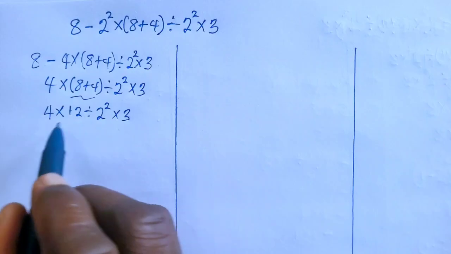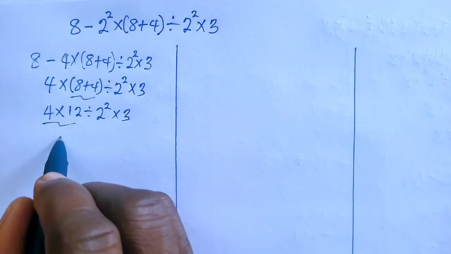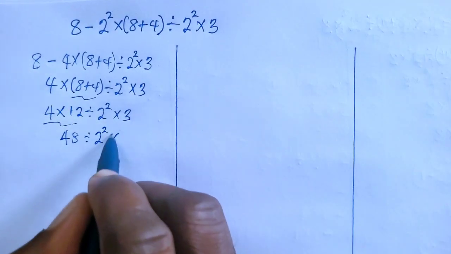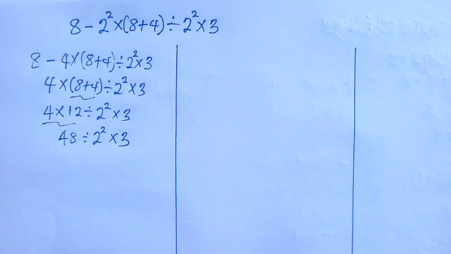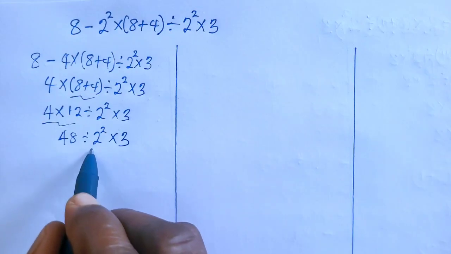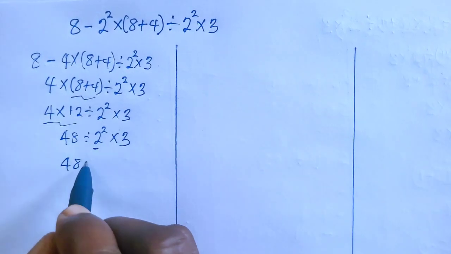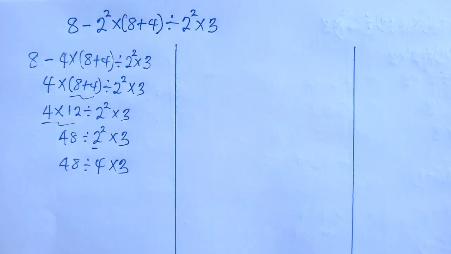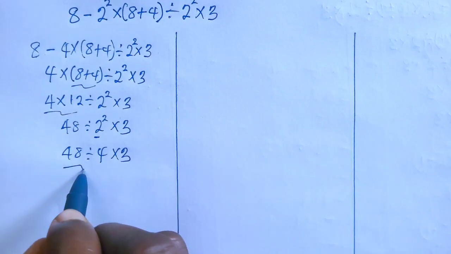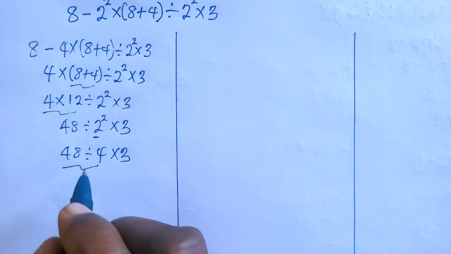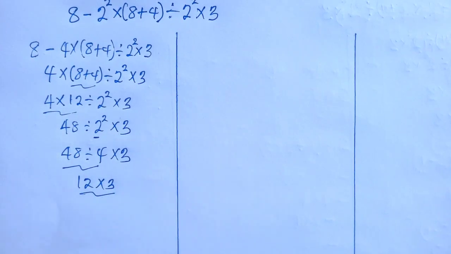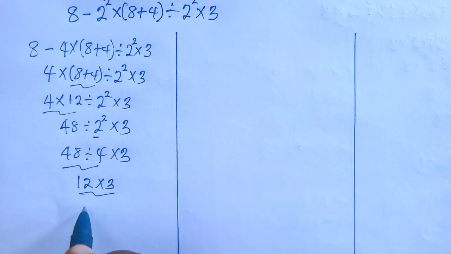And again, they multiply this out, 4 multiplied by 12, that gives 48, divided by 2 to the power of 2 multiplied by 3. Then they consider 48 divided by 2 to the power of 2, that gives 4 multiplied by 3. Now 48 divided by 4 gives 12, then multiply by 3. Lastly, they consider this multiplication, 12 multiplied by 3, that gives 36.